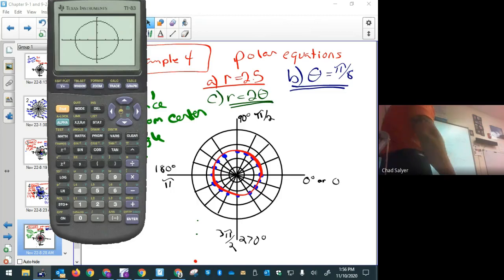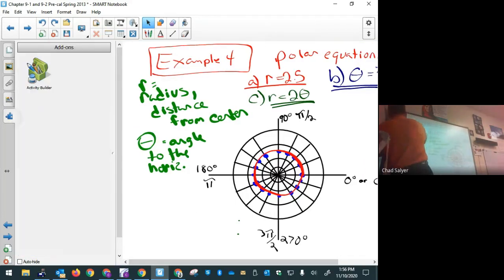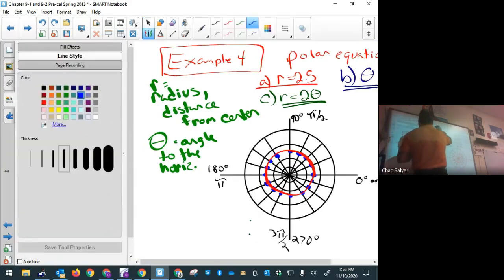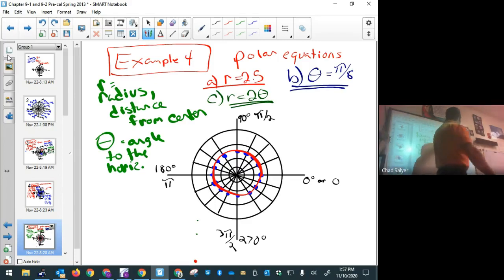So that's what it means when it shows you the other. It is a circle. Okay, so let's do some more. B, theta equals pi over 8. Look at that. Purple. Theta equals something in polar equations is a straight line. So r equals something is a circle. Theta equals something, where it's a constant value, is a line.